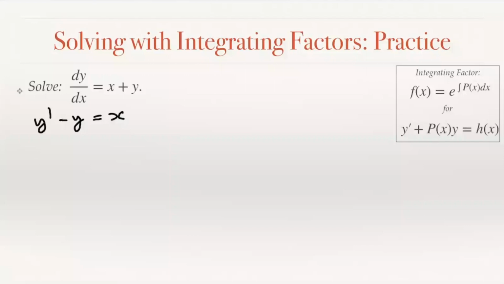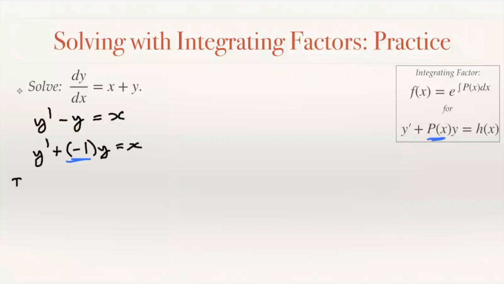And now, what is p of x? If you think p of x is 1, that's not right, because this is y prime plus p of x times y. So be conscious of that. This is y prime plus -1 times y is x. So this is our p of x.